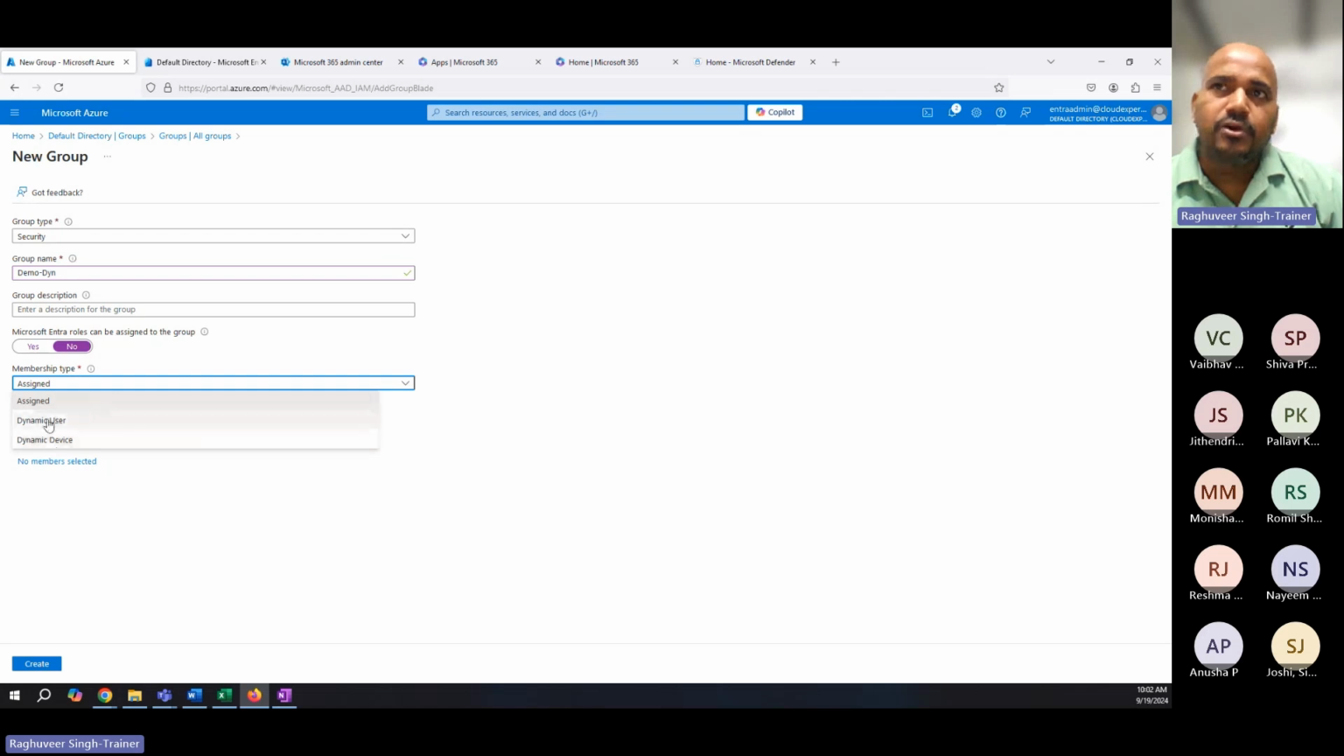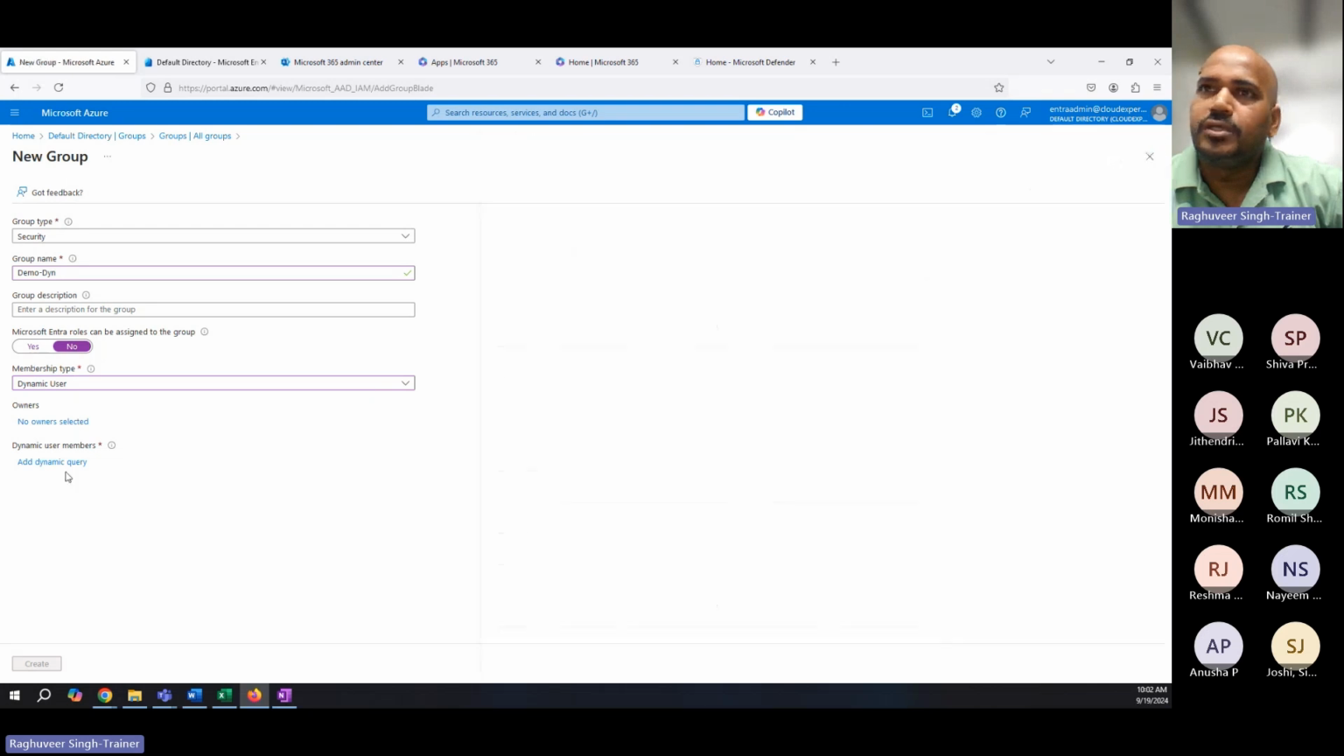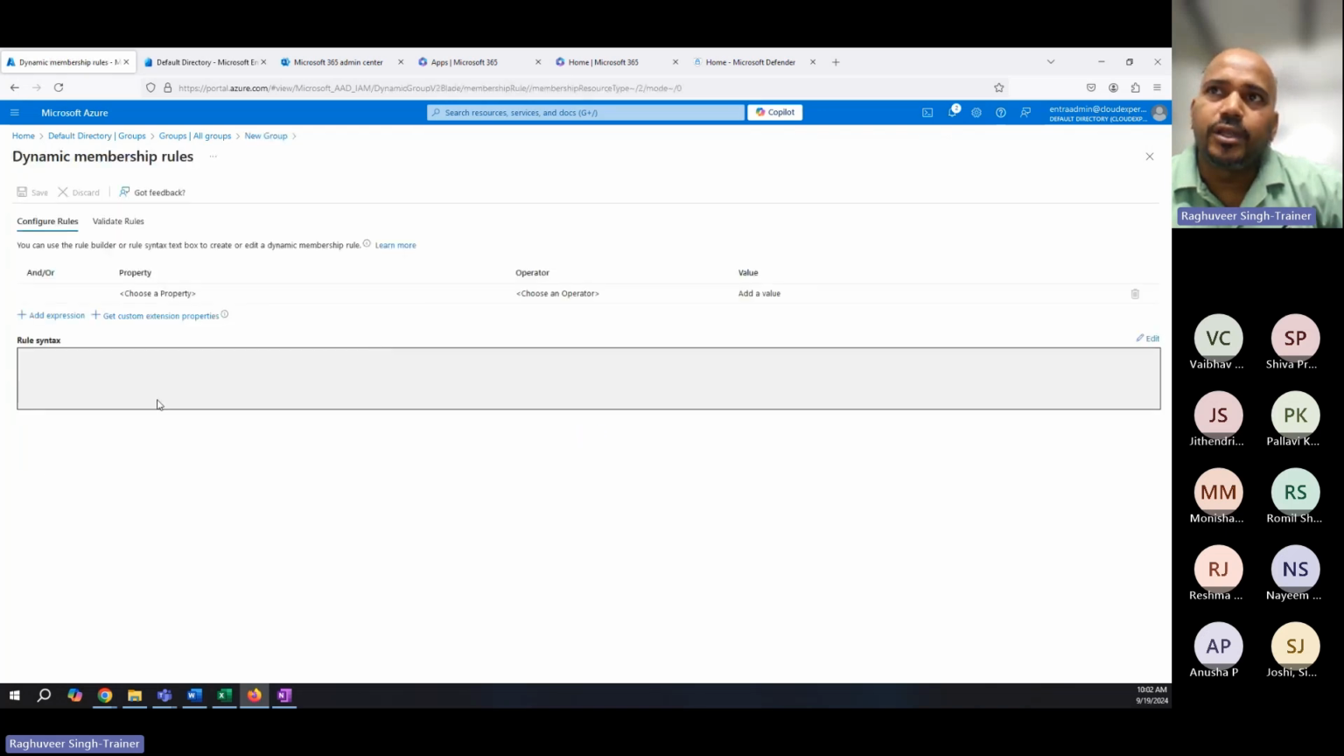So let's understand the logic for users. I'll select a dynamic group with membership type as dynamic user. Owner, you already know how to select, so there is nothing new in it. So we'll just leave it. And then we will need to add a dynamic query for the group. So how do we add a dynamic query, which is the logic on which users will join the group.